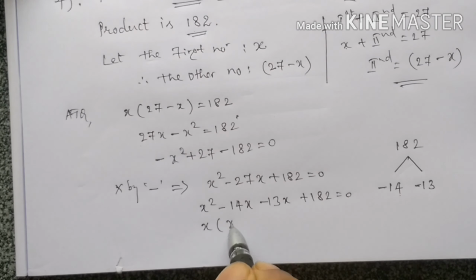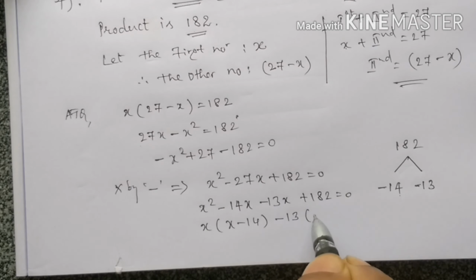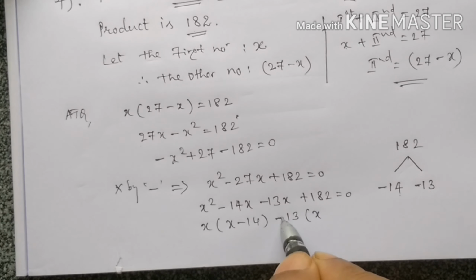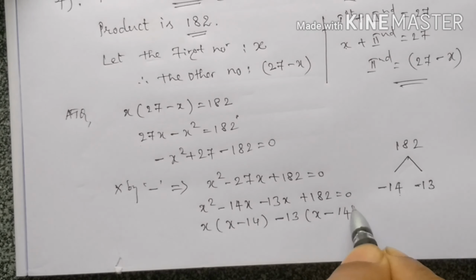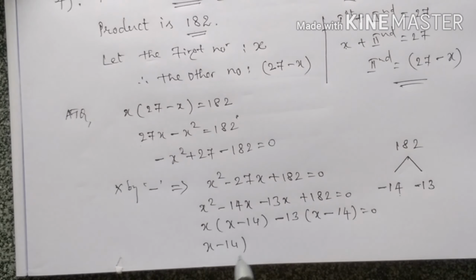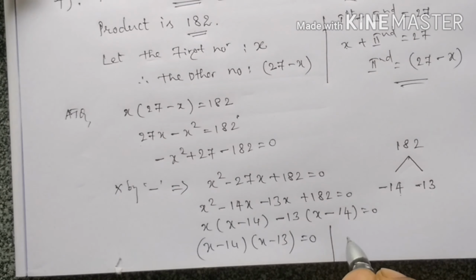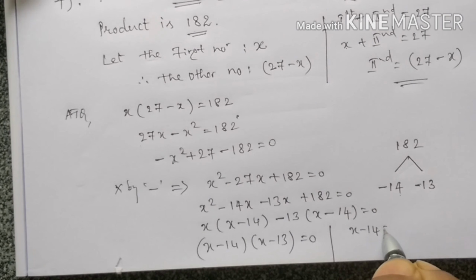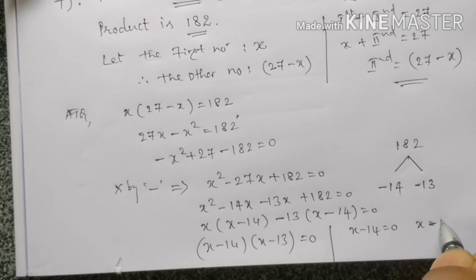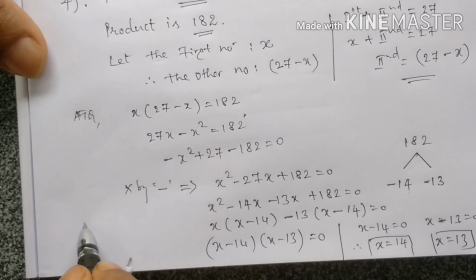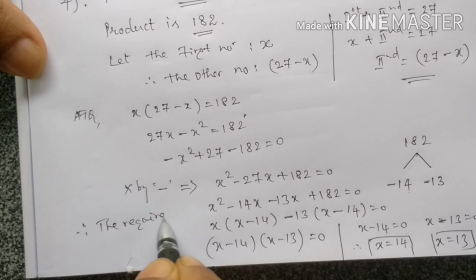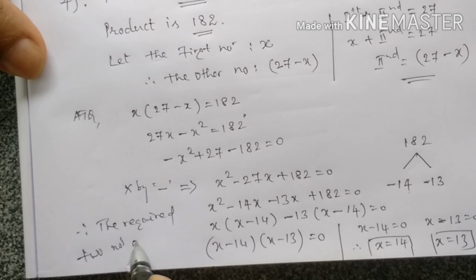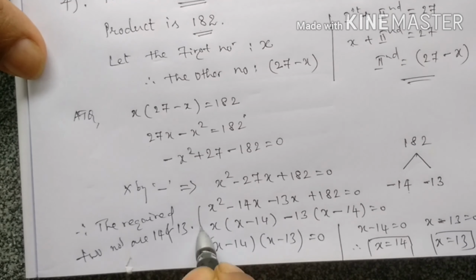Then take out x as common factor, here minus 13 as common factor, minus also we took outside here, therefore this becomes minus. So x minus 14 into x minus 13 equal to 0. So once again equate separately to 0, then you are going to get x minus 14 equal to 0 and x minus 13 equal to 0. So therefore x is equal to 14 and x is equal to 13. So therefore the required two numbers are 14 and 13.